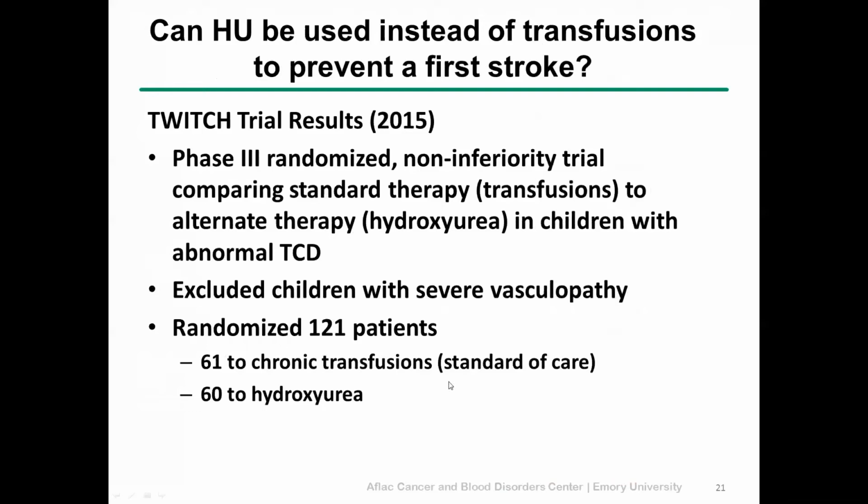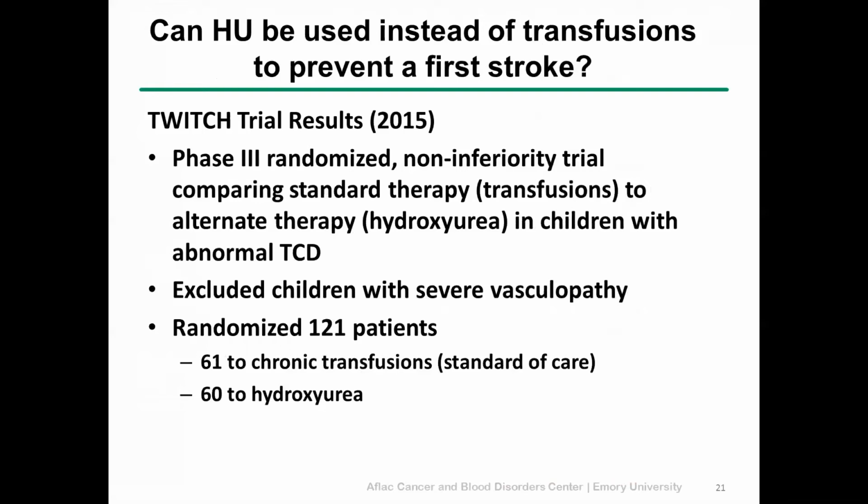The third study asked the question, could hydroxyurea be used instead of transfusions to prevent a first stroke? These would be children identified as being at high risk for stroke because of abnormalities on the transcranial Doppler, or TCD, ultrasound that's used to determine which children are at highest risk for stroke. Again, the way that these children have been treated in the past was always with chronic transfusions, because we knew that was an effective way to prevent the first stroke.